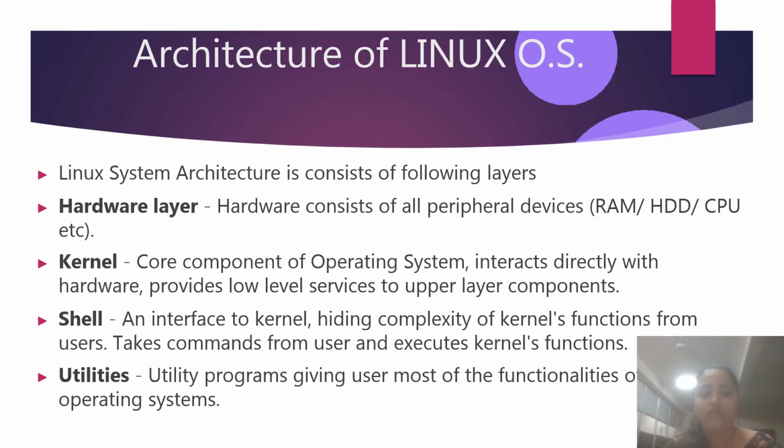Now, architecture of Linux operating system. Linux system architecture consists of the following layers. Hardware layer: it consists of the peripheral devices like RAM, HDD, CPU, etc. Kernel: it is a component of the operating system that interacts directly with the hardware. Shell: an interface to the kernel, hiding the complexity of the kernel functions from the users and the utilities. Utilities: the programs that give users most of the functionalities of the operating system.